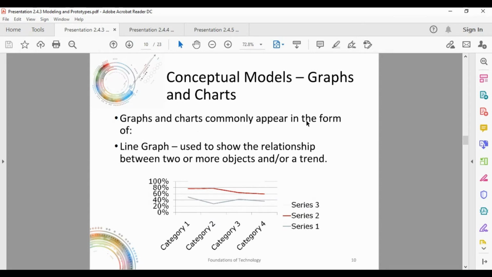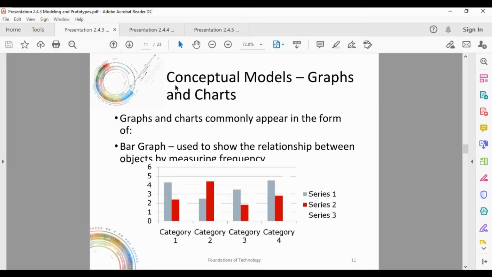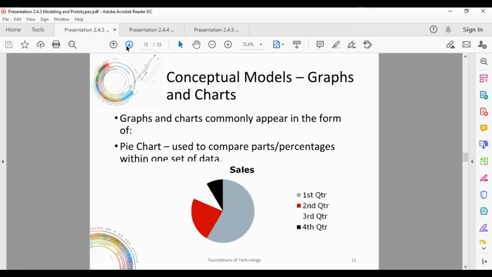Graphs and charts commonly appear in the form of a line graph, which is used to show the relationship between two or more objects and/or a trend. Make sure you pay attention to these because these are excellent quiz and test questions. So there's the line graphs. A bar graph is used to measure the relationship between objects by measuring the frequency. Or something like a pie chart, which compares parts and percentages to the whole set of data.